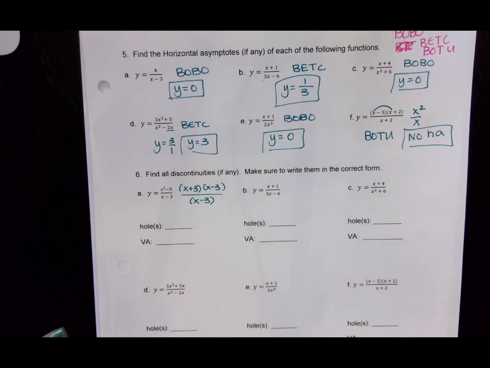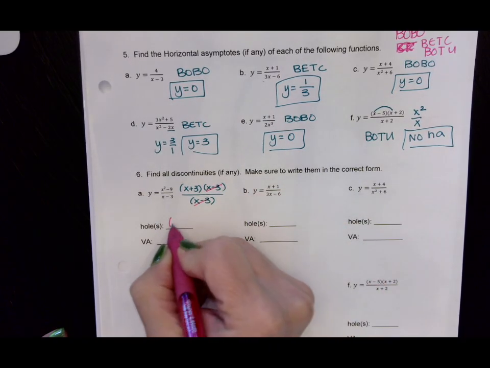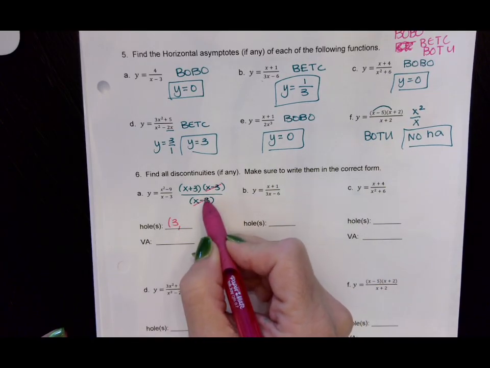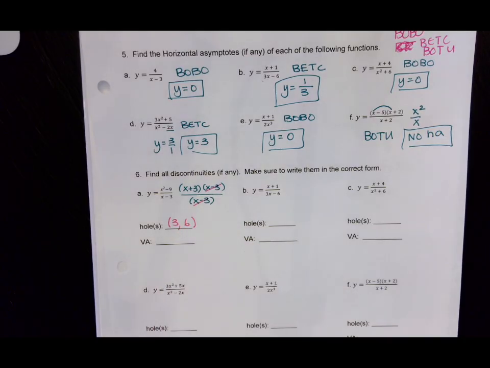Okay, so the first thing that I have to do is see if anything cancels. It does cancel, so my hole is going to start at 3. And then I don't care about this anymore. I plug it back in, so 3 plus 3 is 6. So that's the second part of that term.